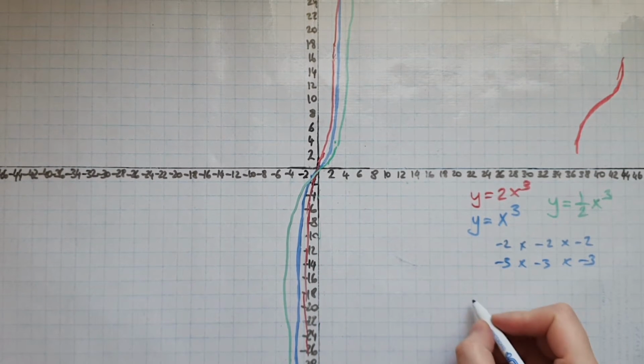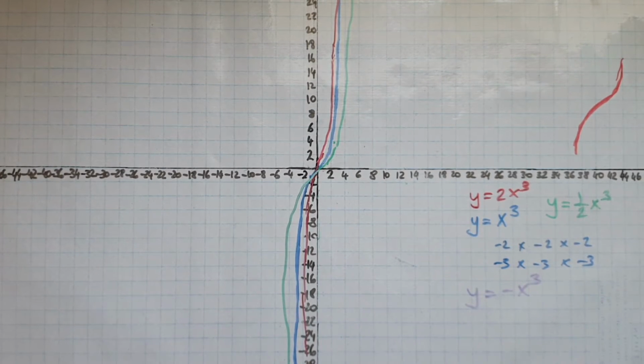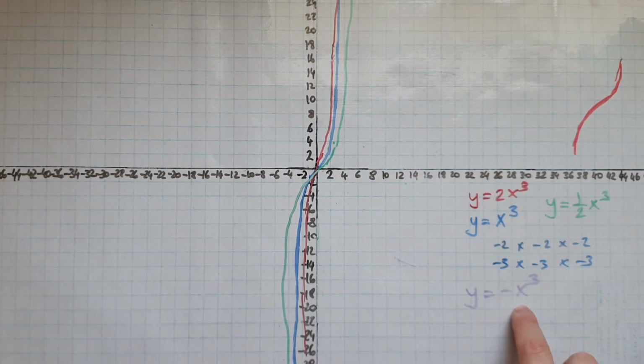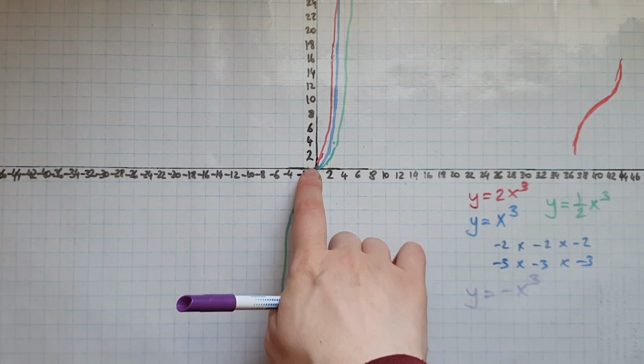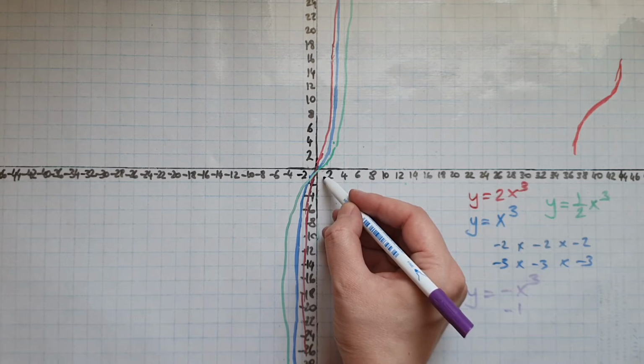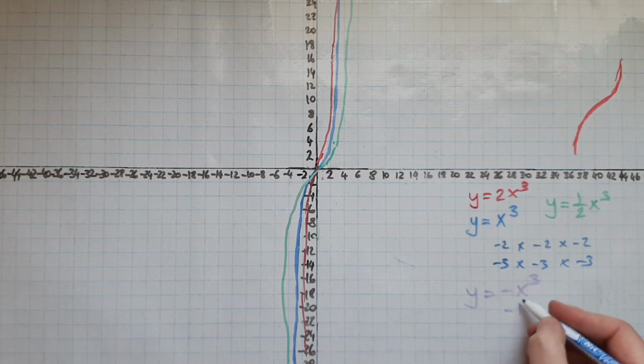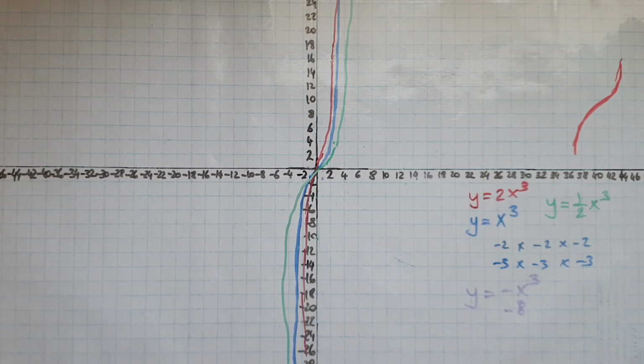Or if we had, for example, y equals -x cubed. When x is 0, this is going to be 0. So again, as I said, all of them go through the origin. When x is equal to 1, then 1 cubed is going to be equal to 1. So y is equal to -1. 1, -1. When x is equal to 2, for example, 2 cubed is 8. So this is going to be -8.